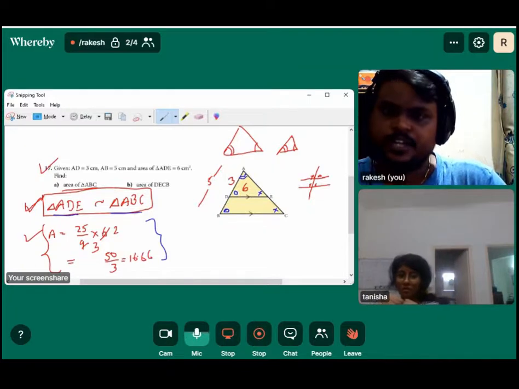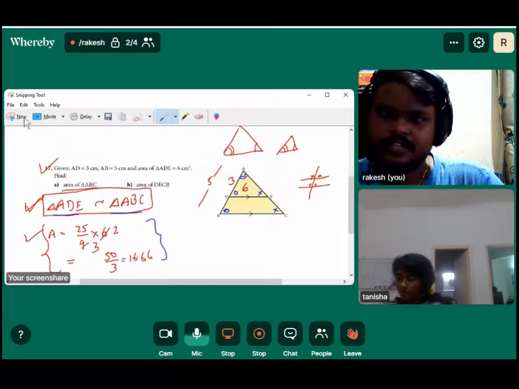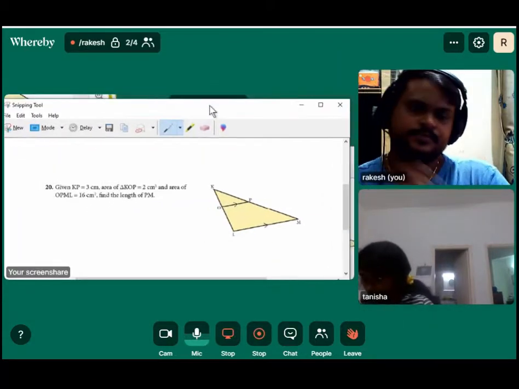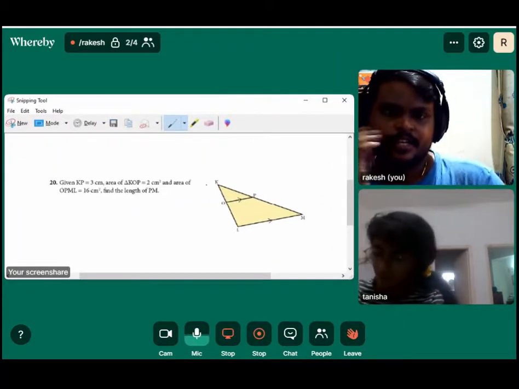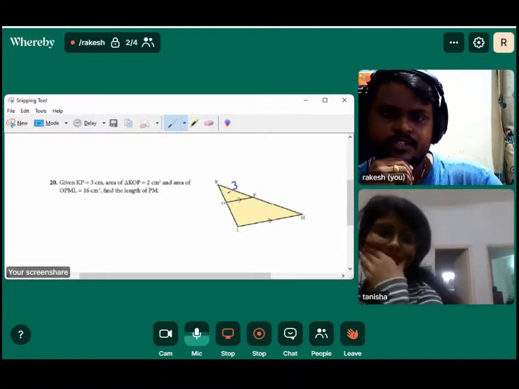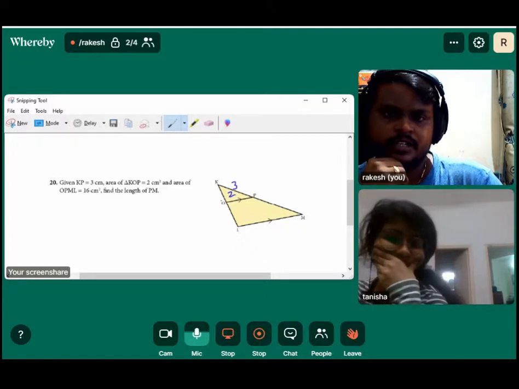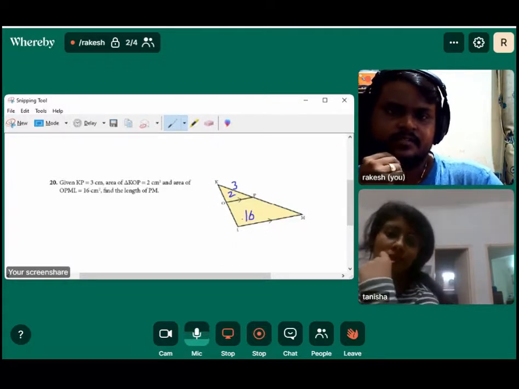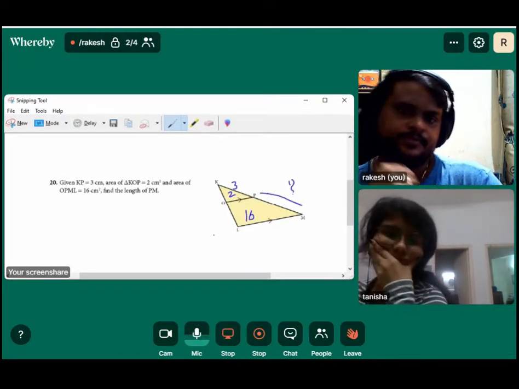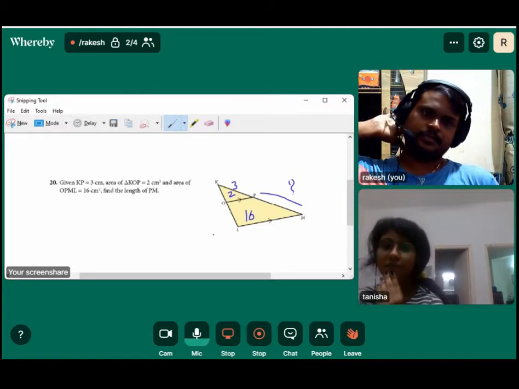Okay. So I give you a similar question. You'll have to prove that, maybe if required. Just go through this question. Given KP is 3, area of KOP is given as 2, and area of OPML, only this quadrilateral, is given as 16. Find the length of PM. This we need to figure out. Do this.